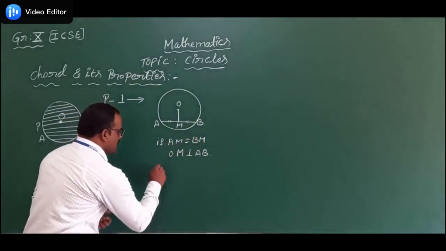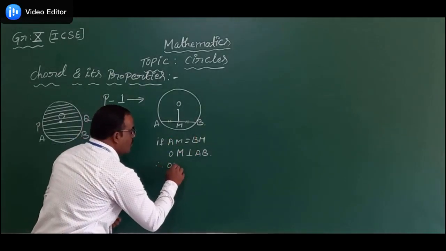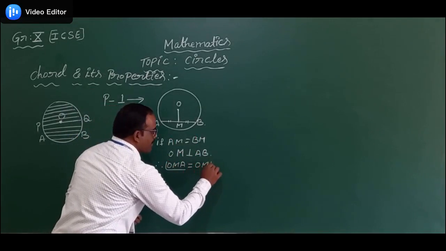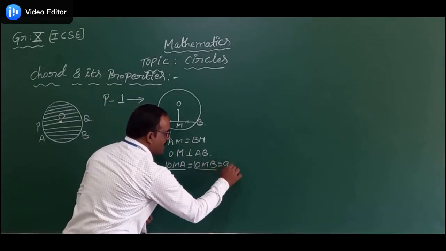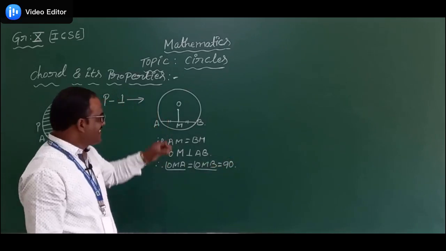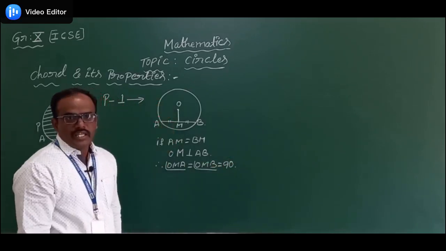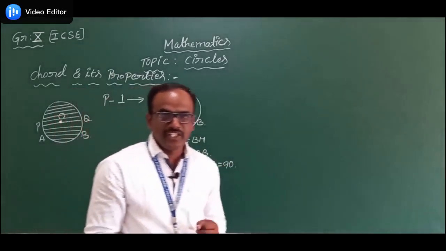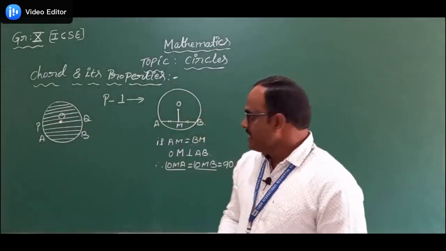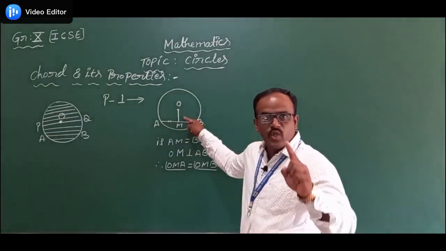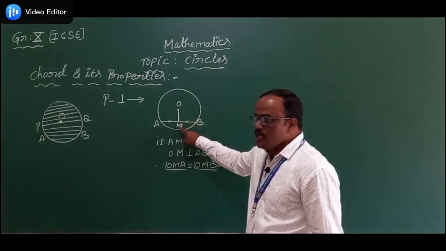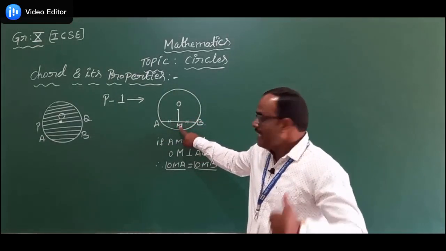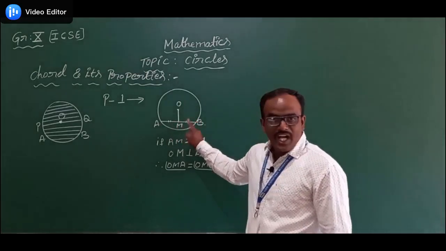That means we need to understand, therefore, angle OMA is equal to angle OMB, and it is equal to 90 degrees. That means OM is perpendicular to AB. Okay children, is it clear? Once again I repeat this property of the chord: a straight line joining the center of the circle to the midpoint of a chord which is not a diameter is perpendicular to the chord.